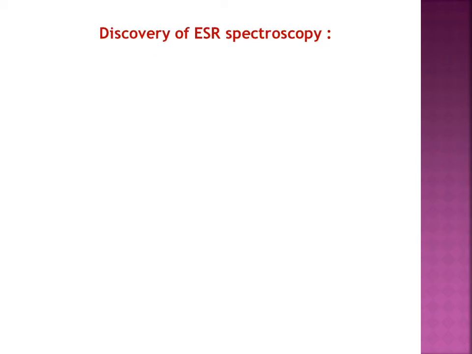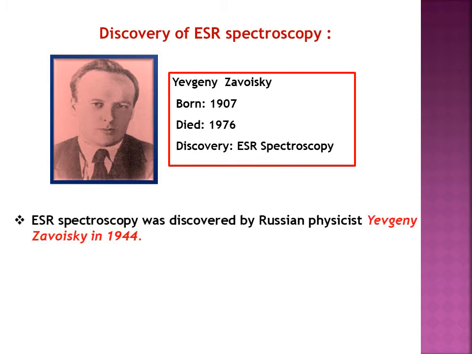Discovery of ESR spectroscopy. ESR spectroscopy was discovered by the Russian physicist Evgeny Zavoisky in 1944. Zavoisky was the first who discovered NMR signals in 1943, well before Bloch and Purcell, but that was the period of the Second World War. So he discarded that work and again concentrated on microwave radiation, and then he discovered ESR spectroscopy in 1944.